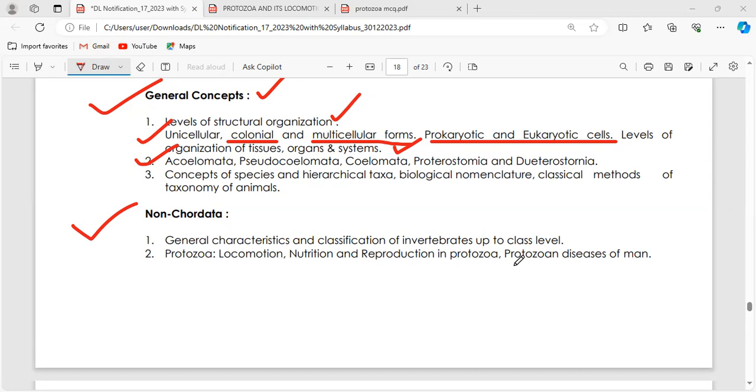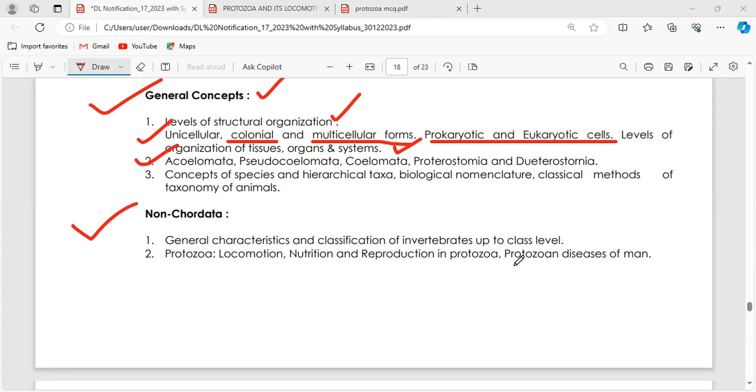And one more thing: there are two different types of coelomate organisms, schizocoelomate and enterocoelomate. What is the difference between these two? The body cavity which emerges by splitting the mesoderm is said to be schizocoelomate. In enterocoelomate, the body cavity emerges from the digestive system. That is said to be enterocoelomate, right?